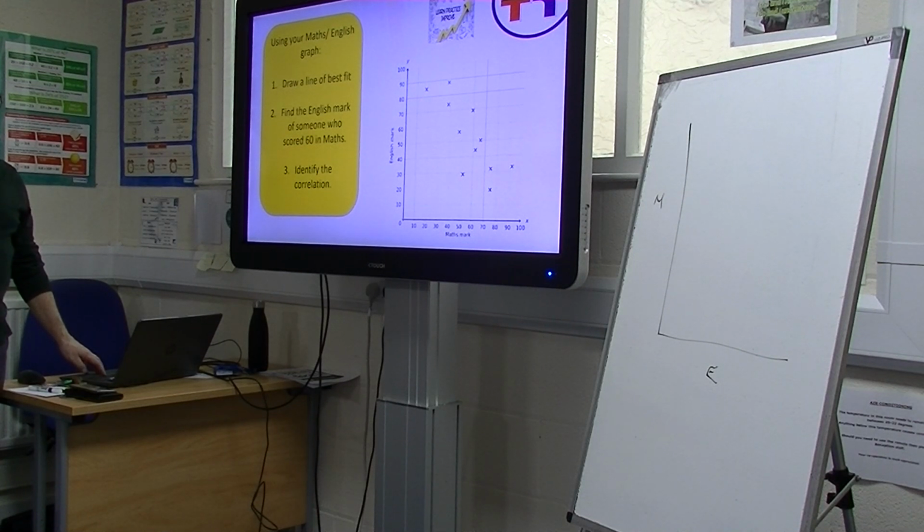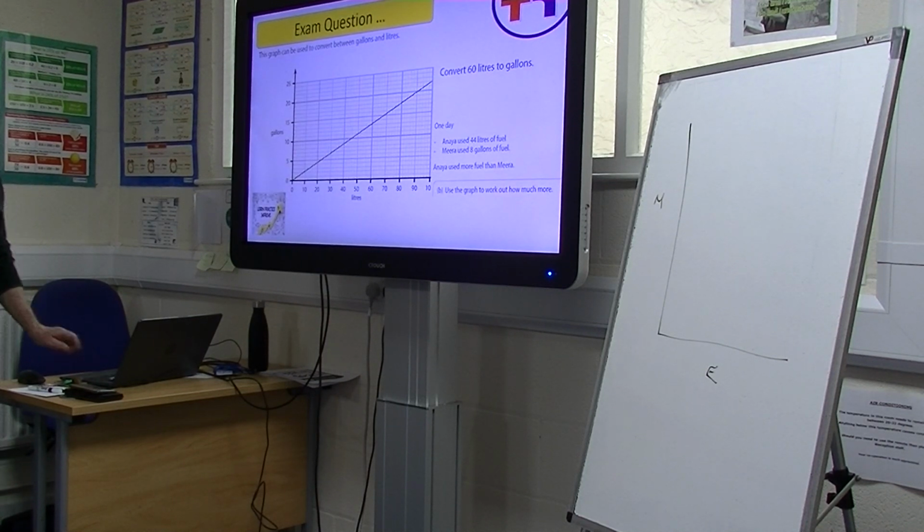Using your maths and English graph, draw a line of best fit. Right, now that's going to be quite difficult on ours because the points are not really close together. They're quite scattered. And really, you'd struggle to get a line of best fit on there, to be perfectly honest. I don't think you can, so we'll just skip over that. Identify the correlation. No correlation. There's no correlation, is there? Yeah, there's no correlation, because they're all over the show.